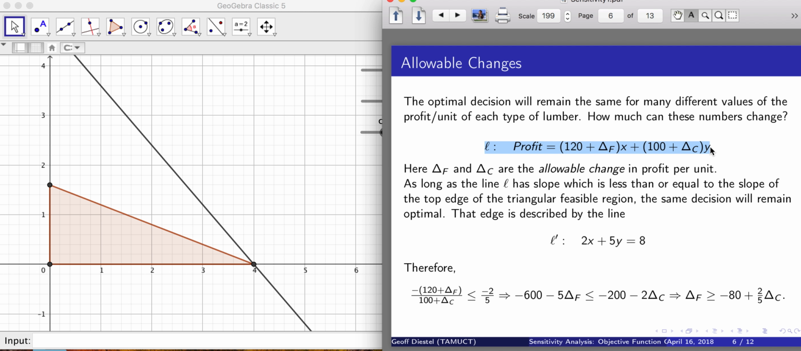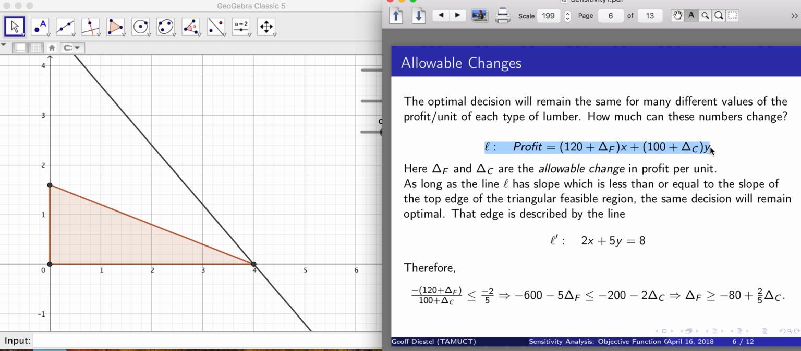So we can think of our profit equation by introducing some variables here. And this triangle-looking Greek letter delta is just general mathematical use for change. So it's representing a change in something. So delta with the subscript f is going to be our allowable change for our profit for the finished grade lumber. Basically, how much can that number change and still lead us to the same decision. And then delta with the subscript c is how much the construction grade profit can change and still lead us to the same decision.